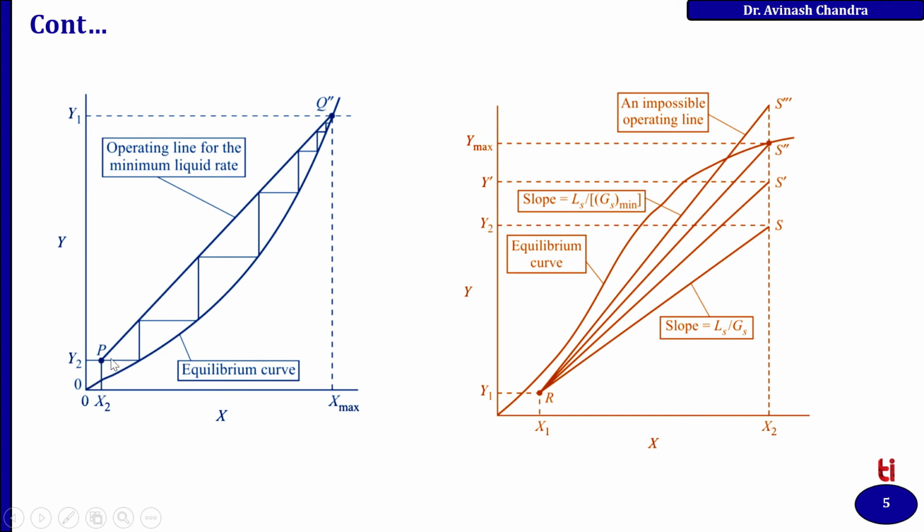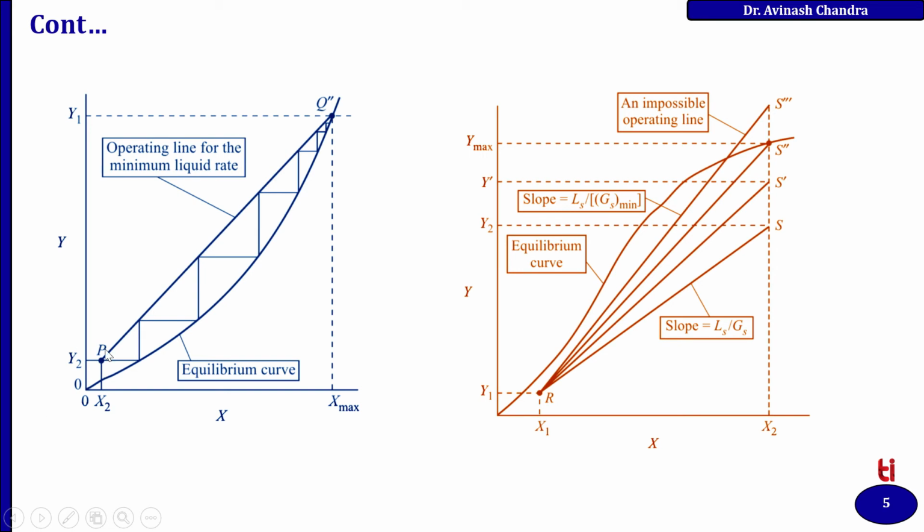So after drawing the operating line, we need to start a vertical line from the x2 joining at point P. From point P, just draw the horizontal line, then vertical line, then horizontal, then vertical, then horizontal, then vertical, then horizontal, and it will go on up to the Q double dash. So this is the operating line for the minimum.